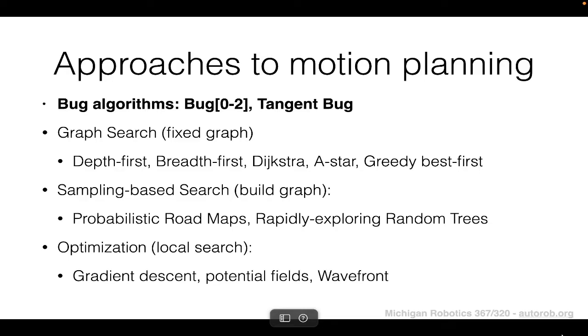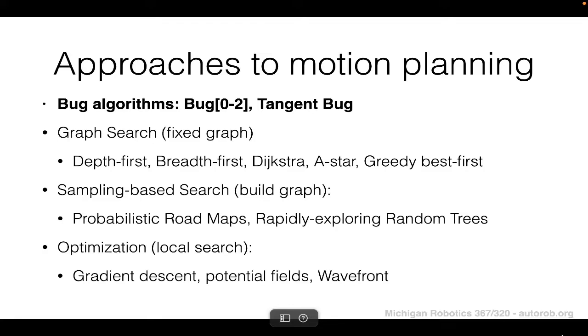But in addition to these algorithms, there's a number of other approaches that you could take within motion planning. The approaches that we're going to be talking about today are highlighted in the first bullet. They are referred to as the bug algorithms: bug algorithms 0 through 2, and also tangent bug. These are algorithms that are inspired by, as the name suggests, bugs from actual nature. But in addition to these, there's a few other approaches which we'll also look at later on in the semester.